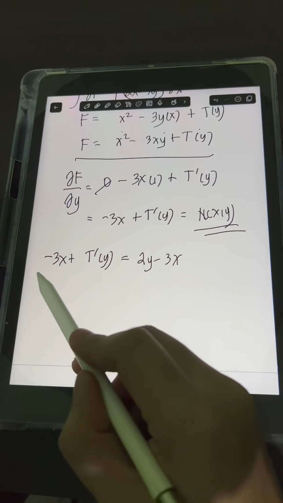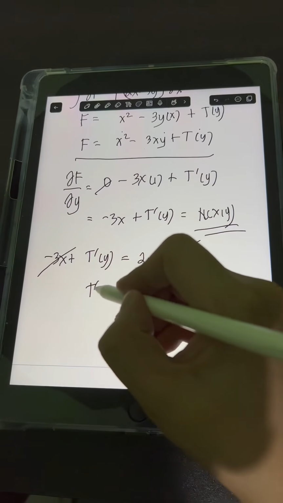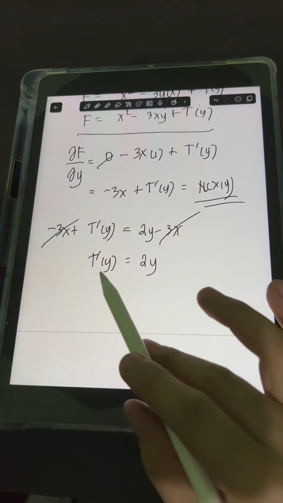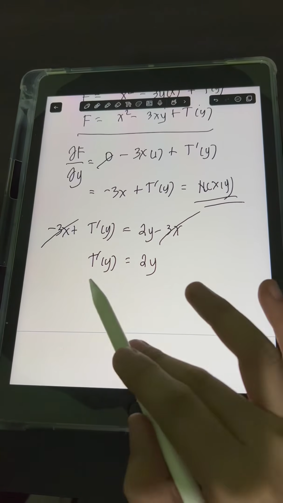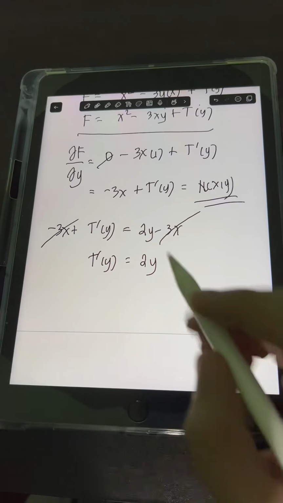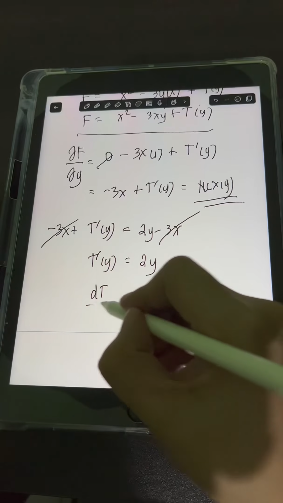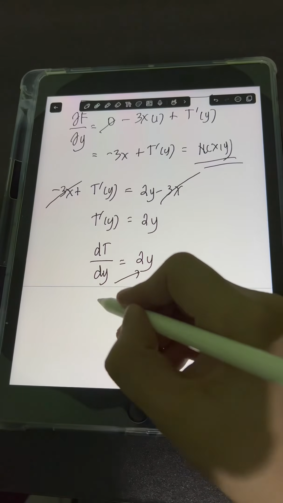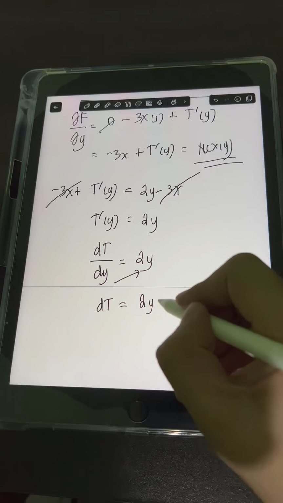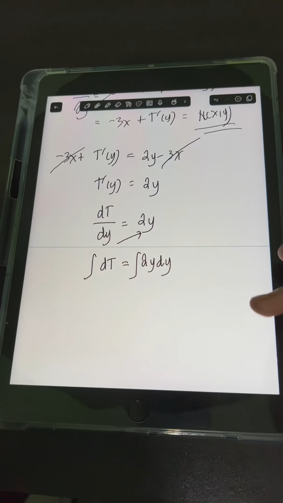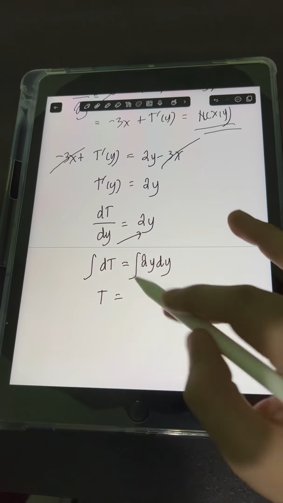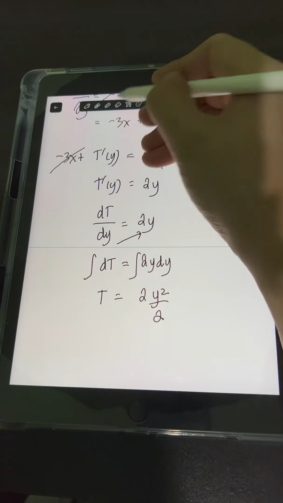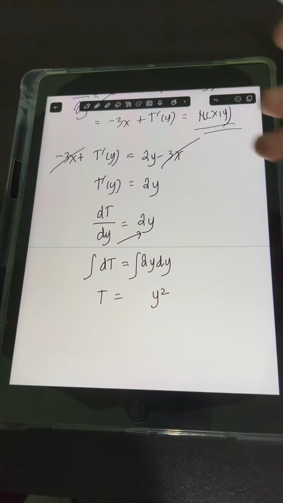Notice that we can cancel out this negative 3x. So we are left with t'(y) equals 2y. So we can integrate both sides to obtain the value of t(y), or let's transform this t'(y) first in Leibniz notation. So it's the same as dt over dy equals 2y. Then cross multiply this dy here. So we will have dt is equal to 2y dy. We can integrate both sides. The integral of dt, that's t. The integral of 2y dy, applying power rule, that's 2y squared over 2, or canceling out the 2, we will have y squared.